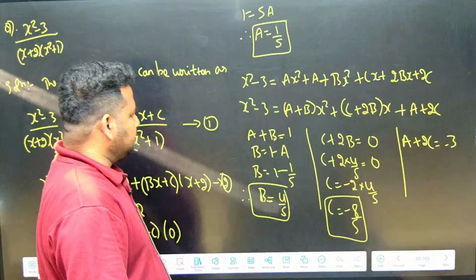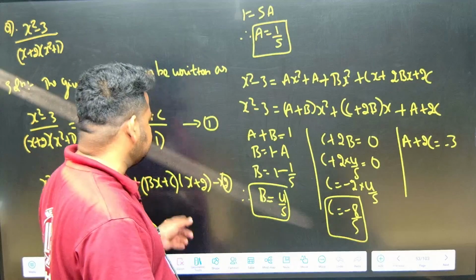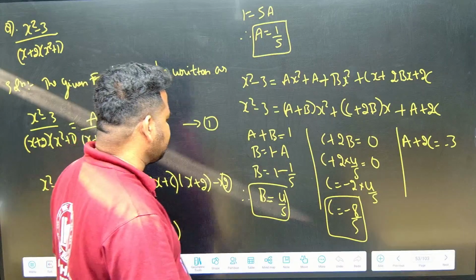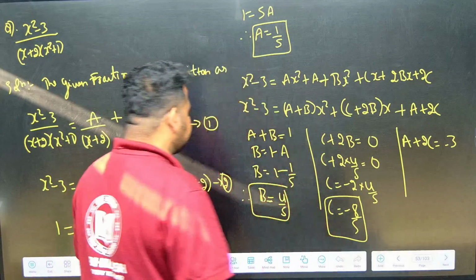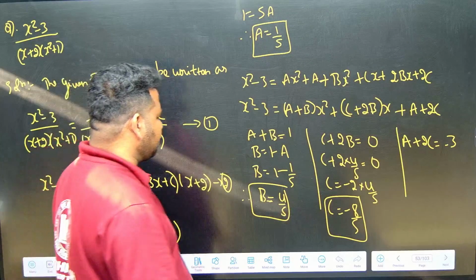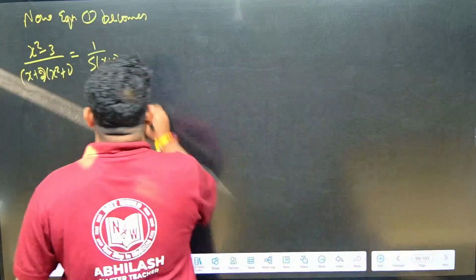bx plus c. See here, bx plus c means b is 4 by 5 and c is minus 8 by 5. I can take 2 by 5 common. I can write it as 2 by 5 common.